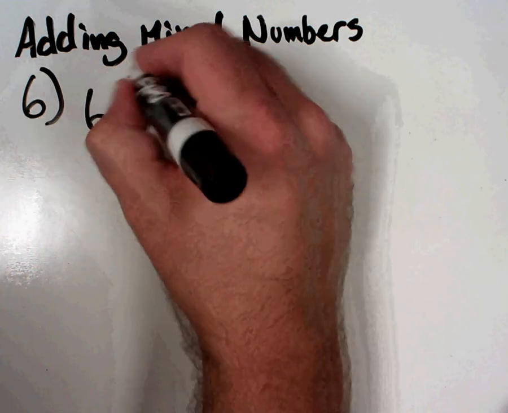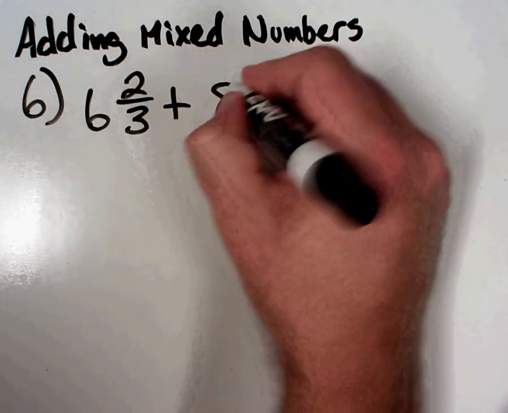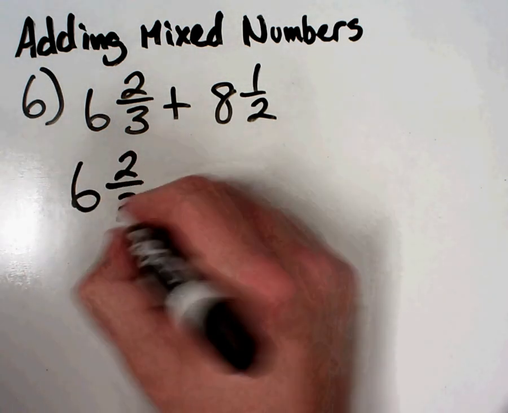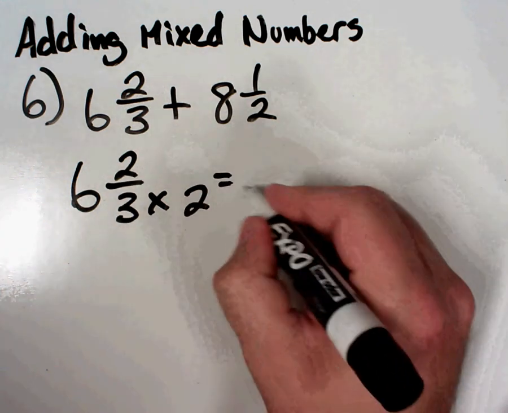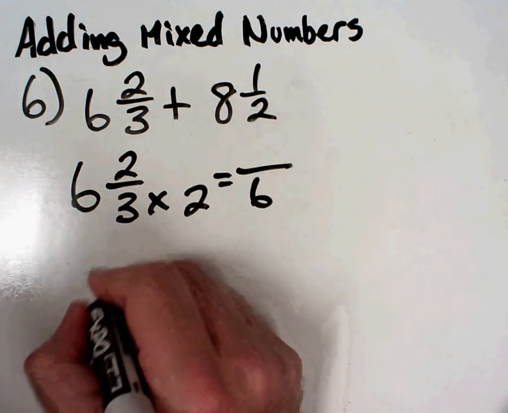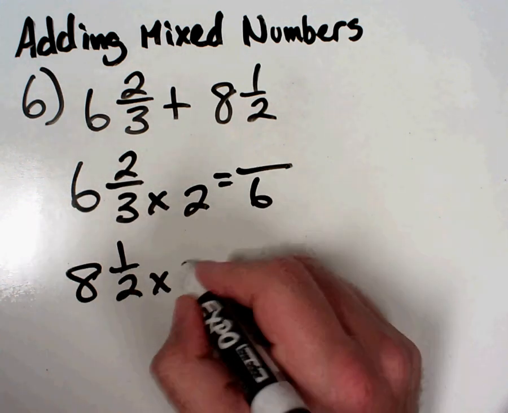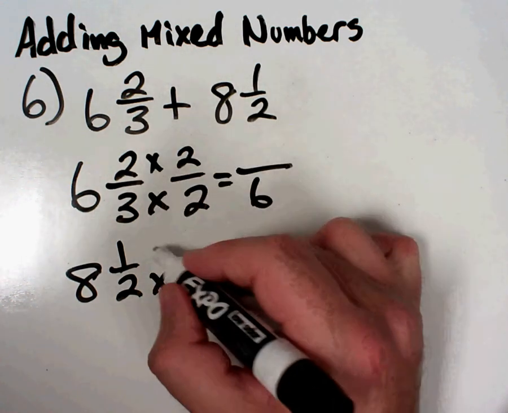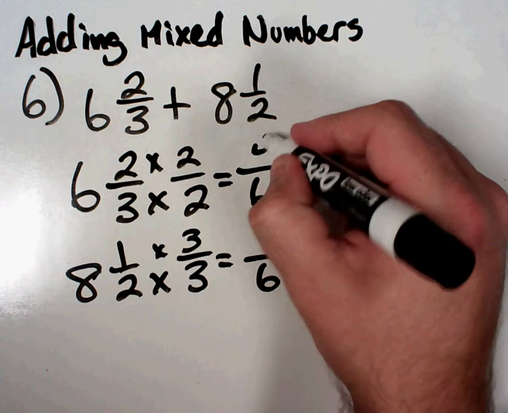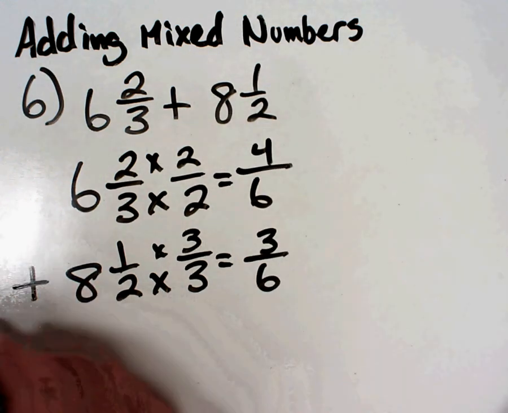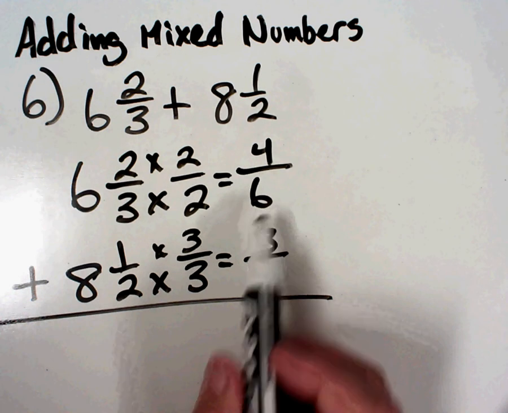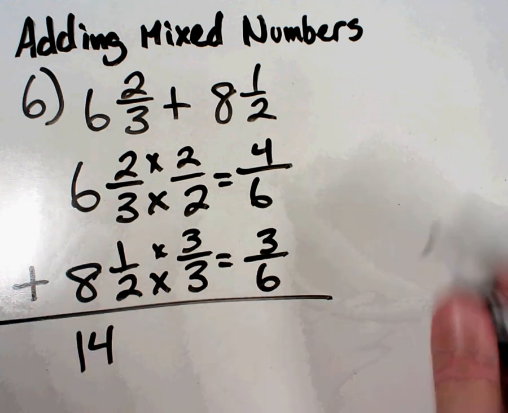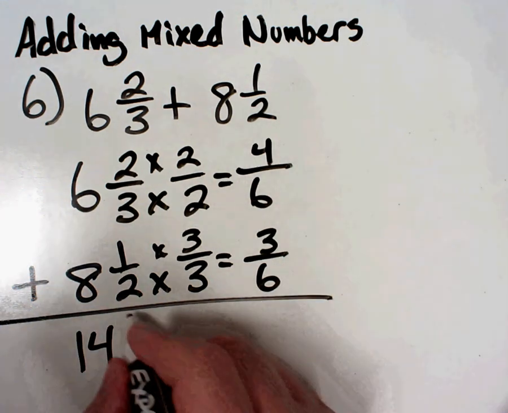Number 6 is 6 and 2/3 plus 8 and 1/2. Multiply my denominators to get my common denominator, which will be 6. Whatever I do to the denominator, I must also do to the numerator. So I end up with 6 and 4/6 plus 8 and 3/6. 6 plus 8 is 14. 4/6 plus 3/6 is 7/6.